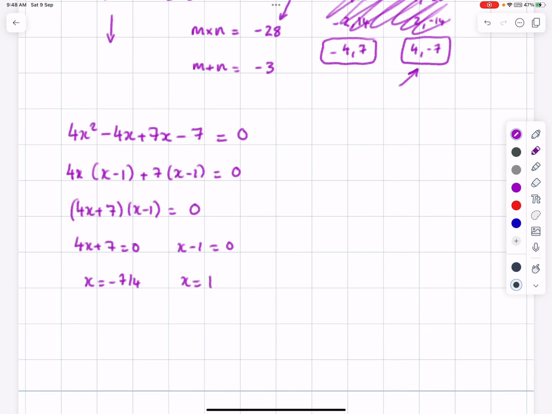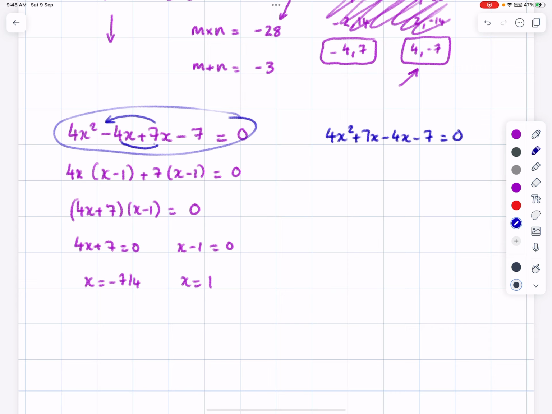Now, if at the top stage up there, to change the colour again, if up here I'd said 4x squared and I'd done plus 7x minus 4x minus 7 equals 0, so I'm literally just putting the 7x there and putting the minus 4x there, it will still work. In this first part here then, this time I can only take x out as a factor, but that's fine. I can take x out as a factor, which leaves me 4x plus 7. So I think this is just a little bit harder to look and say, in this bit here, I've got to end up with 4x plus 7.